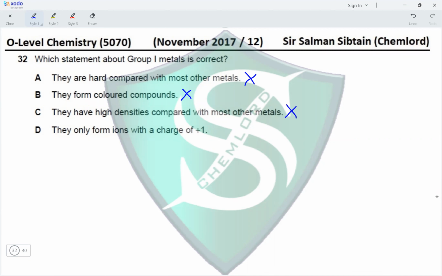They only form ions with a charge of positive 1. Yes, they all belong to group 1. They have one valence electron which is lost when ions are formed. So all of them will form an ion with a charge of positive 1, making option D the correct option for this question.